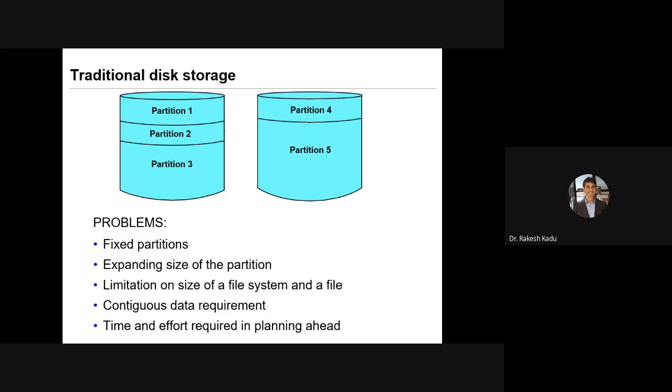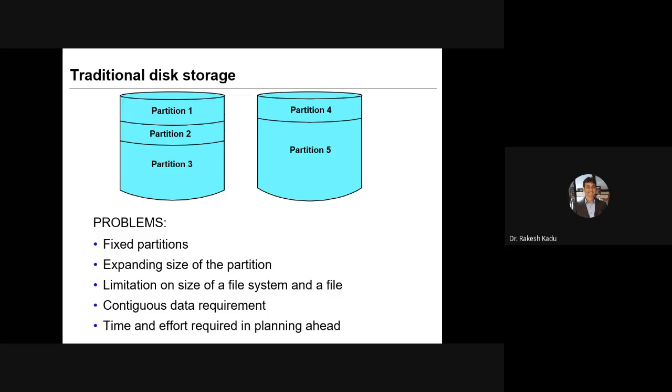Limitation on the size of the file system and the file. Contiguous data requirement, so this is not a contiguous space, because if your database is on partition 2, and if that particular partition 2 is exhausted, the space which is available on partition 2 is exhausted, you are not able to expand the database onto partition 3. Because that database will require continuous space for storing the data.